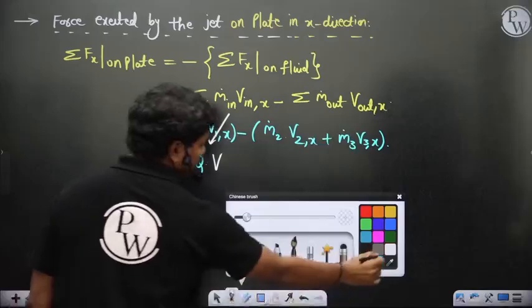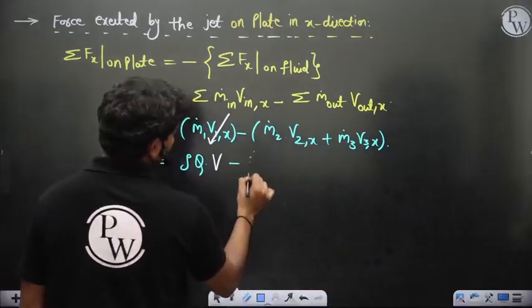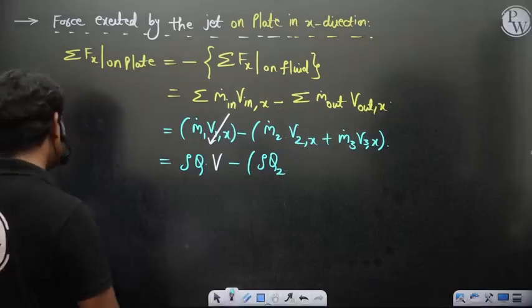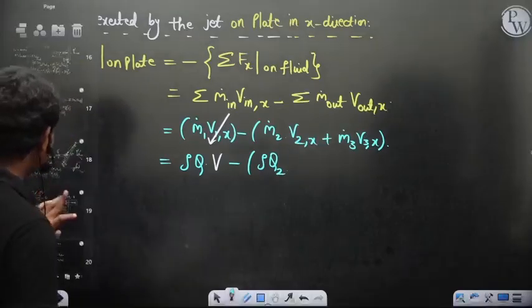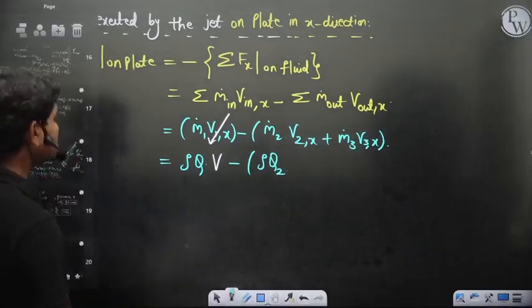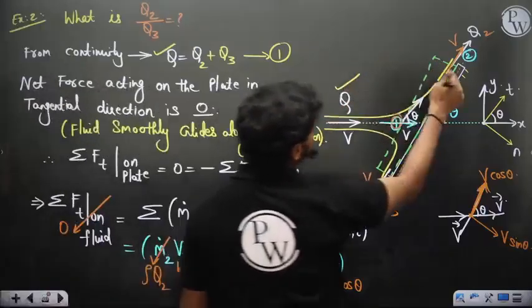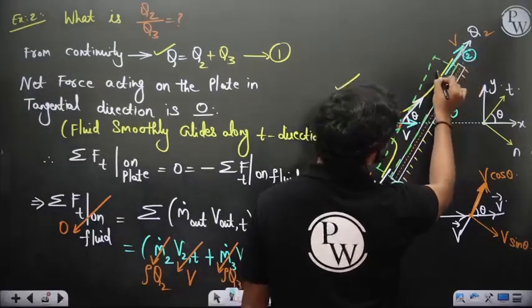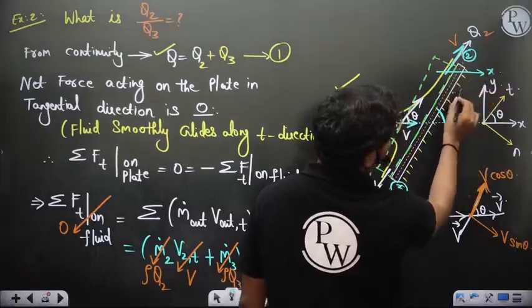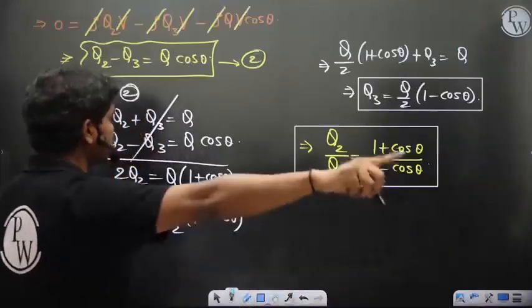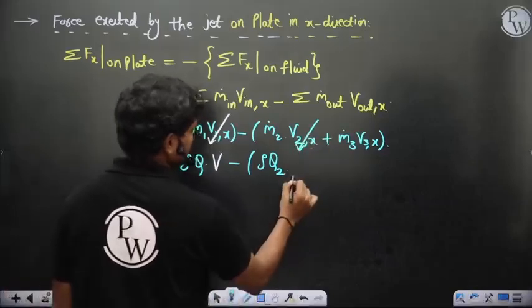Minus m dot 2, rho Q2 into v2x. So what is v2x, of course? v2x is at this section 2. This is v. So ultimately the velocity in the x direction is how much? So this angle is theta. So v cos theta is the x component of velocity in the positive direction.